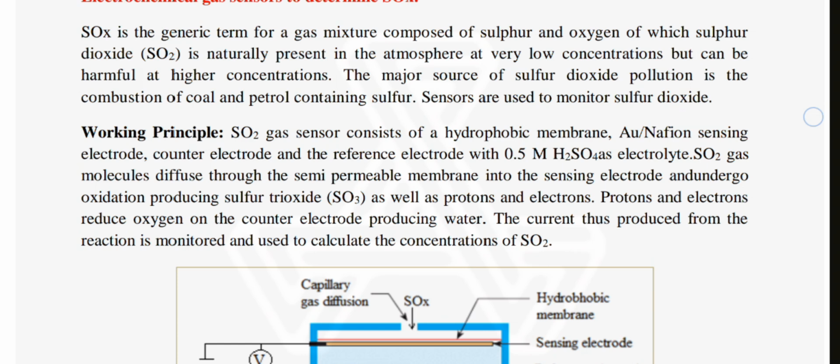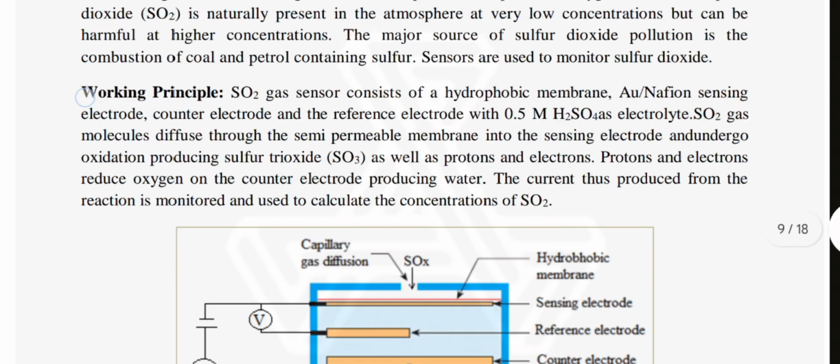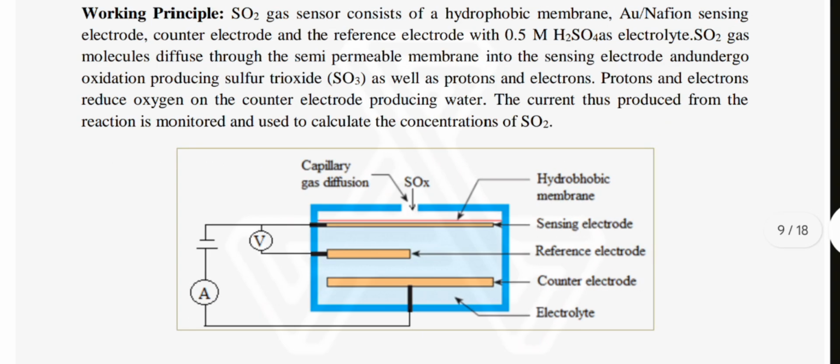Working principle. The SO2 gas sensor consists of a hydrophobic membrane, a gold sensor electrode, a counter electrode, and a reference electrode with 0.5 M H2SO4 as electrolyte. SO2 gas molecules diffuse through the semi-permeable membrane into the sensing electrode and undergo oxidation, producing sulfur trioxide, that is SO3, as well as protons and electrons. Protons and electrons reduce oxygen on the counter electrode, producing water. The current thus produced from the reaction is monitored and used to calculate the concentration of SO2.